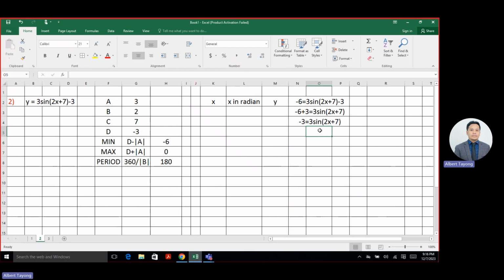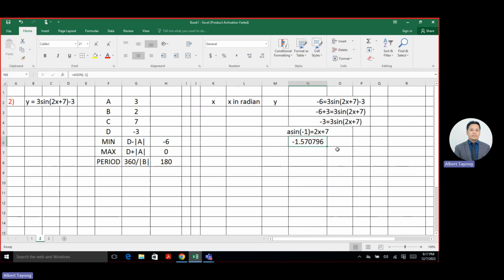Then now we are going to divide. Or directly we can have a sine of -1 equals 2x plus 7. Okay, so we transfer our sine to the other side. That will become a sine, and -3 divided by 3 is equal to -1. So a sine, that means arc sine of -1 is equal to -1.57 something. That is equal to 2x plus 7.